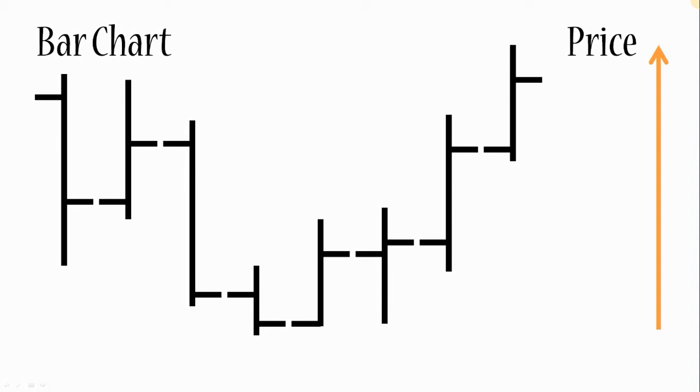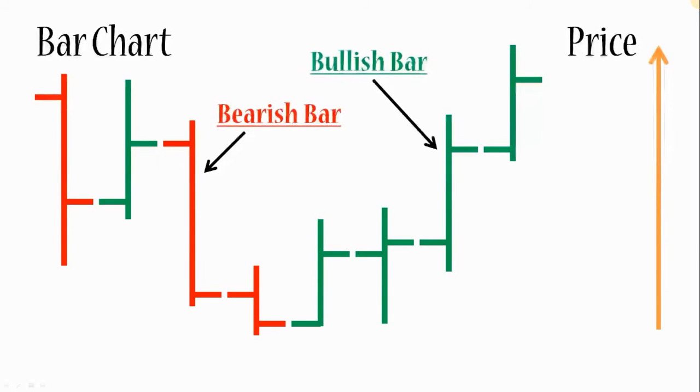Now sometimes these bar charts can be colored into red and green rather than just black to help traders see right away which bars are going down and which bars are going up. Bars that are going down are called bearish bars, and bars that are going up are called bullish bars. But we'll talk more about bears and bulls in one of the upcoming tutorials. Now this is a bar chart.